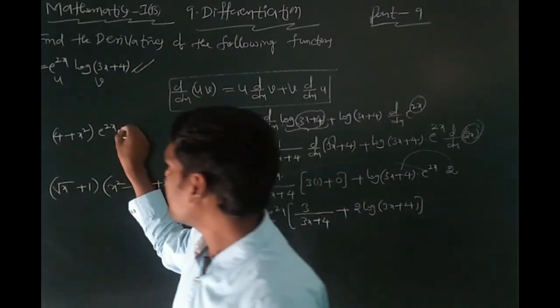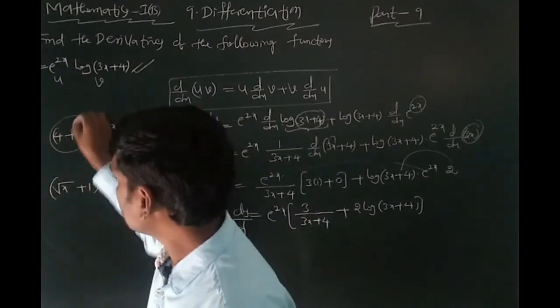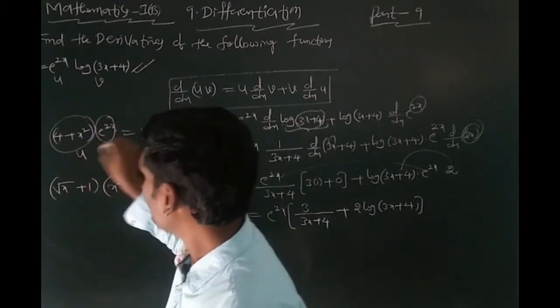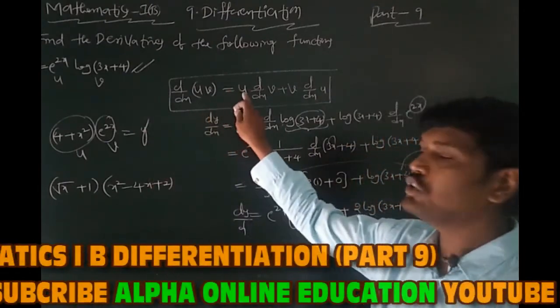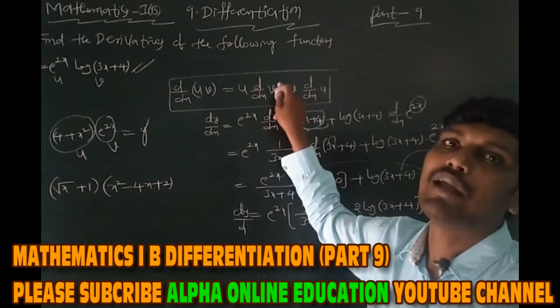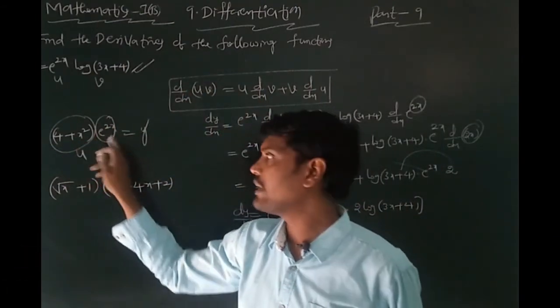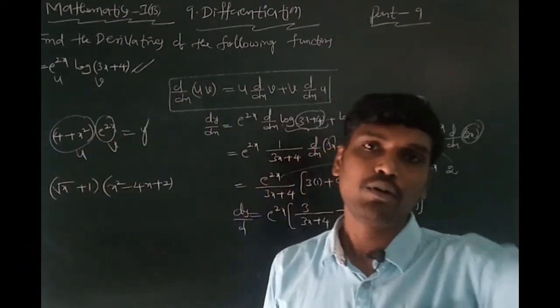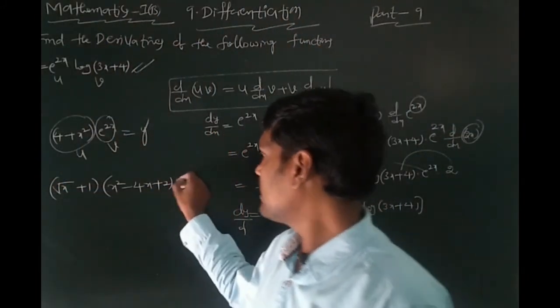After that, second problem, we have to take this one is y. After that, this is u, this is v. You can write u into v formula. What is that formula of u into v? Then u into derivative of v plus v into derivative of u. You can write u value 4 plus x, e power 2x, e power 2x derivative, e power 2x into derivative of 2x.